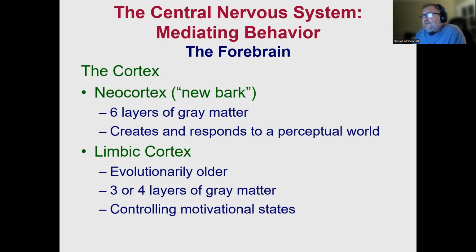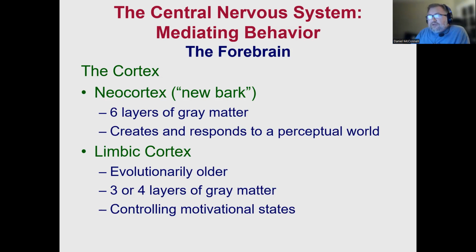I want to talk about the cortex. So as I said, we've got the new bark, that's the neocortex. Cortex itself means bark. It's kind of like a layer or covering on the outer part of the brain, which is why they call it that. So there are multiple layers of gray matter here, like six layers of gray matter on the outside of the brain. That's the neocortex.